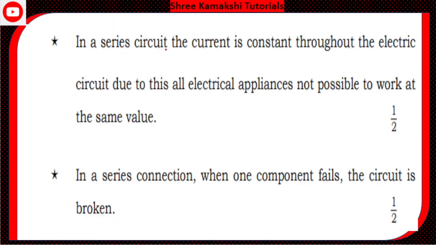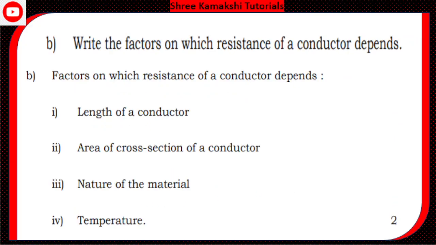In a series circuit, the current is constant through the electric circuit. Due to this, it is not possible for all electrical appliances to work at the same value. In a series connection, when one component fails, the circuit is broken. The next question, write the factors on which resistance of a conductor depends. They are length of the conductor, area of cross section of the conductor, nature of the material, and the temperature.